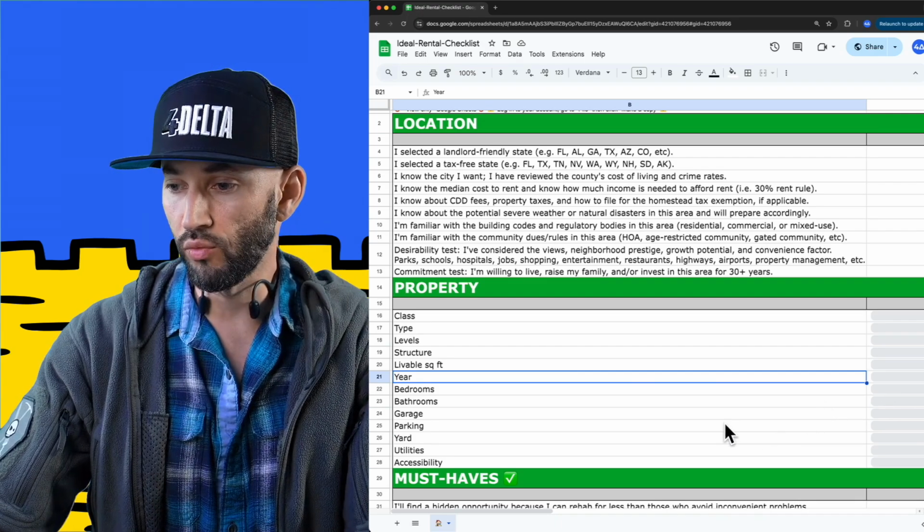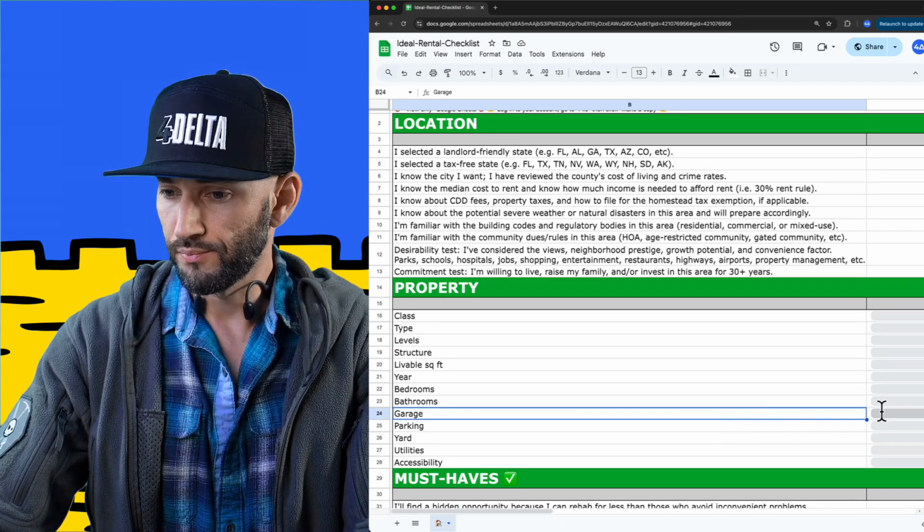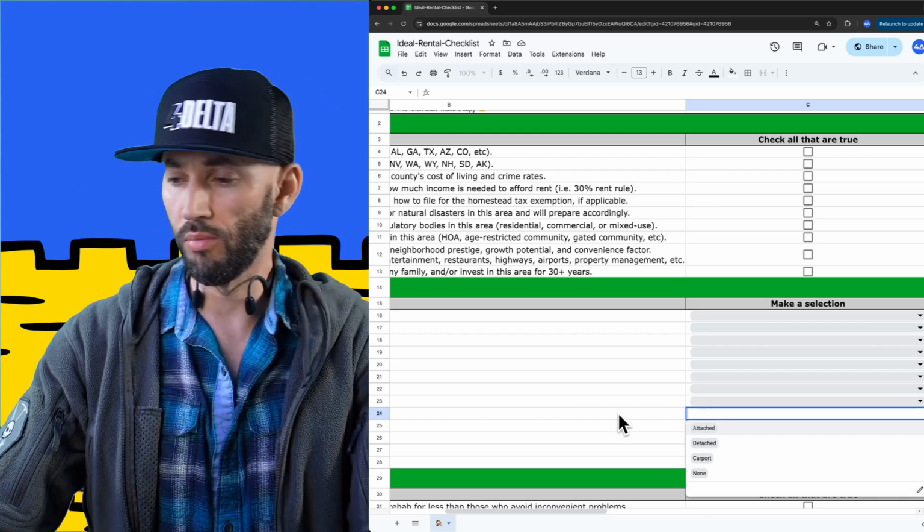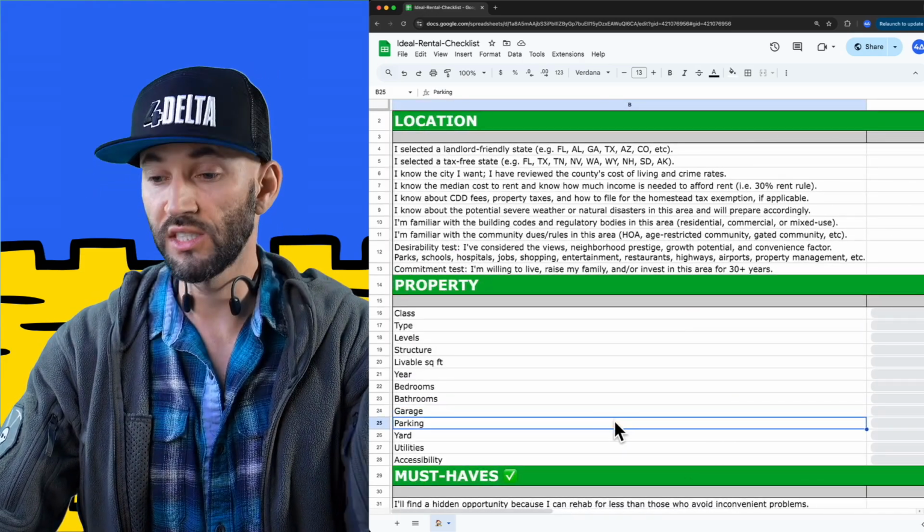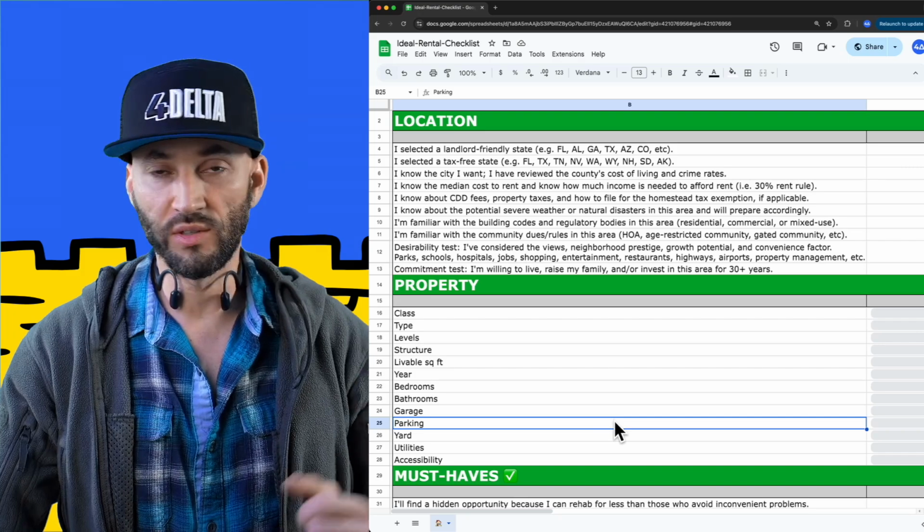The bedrooms, bathrooms, the garage: attached, detached, carport, none. Parking situation, that's something you never want to forget. You always got to consider the parking.